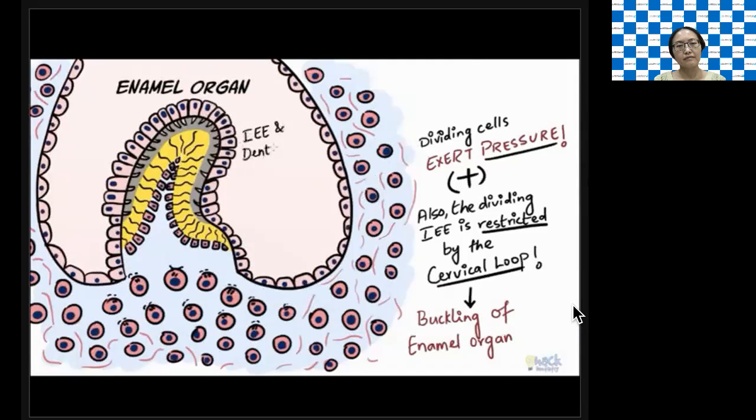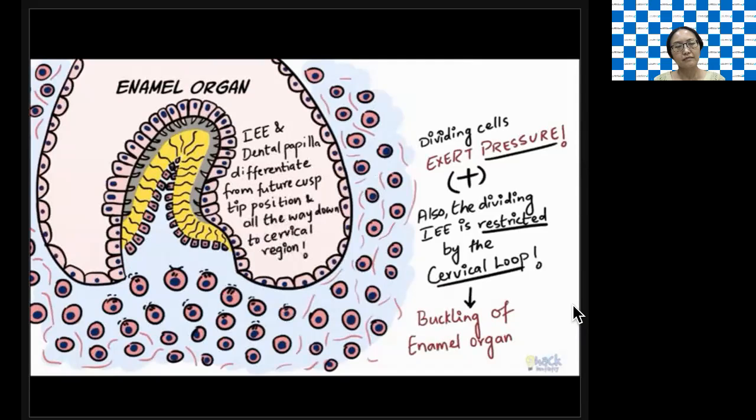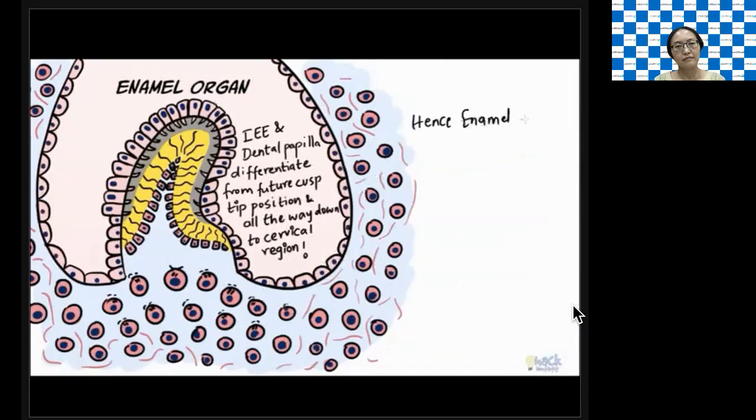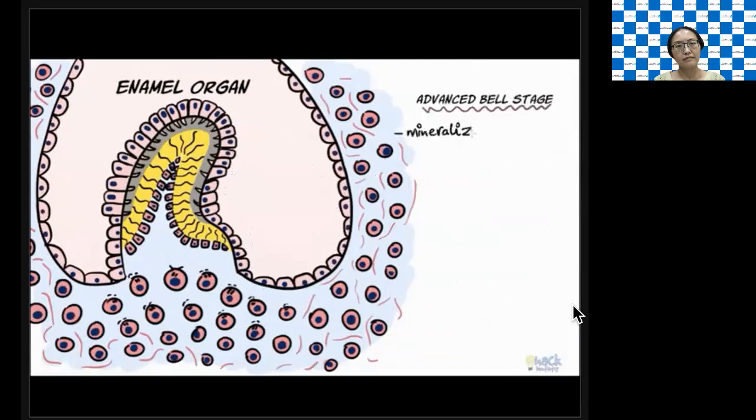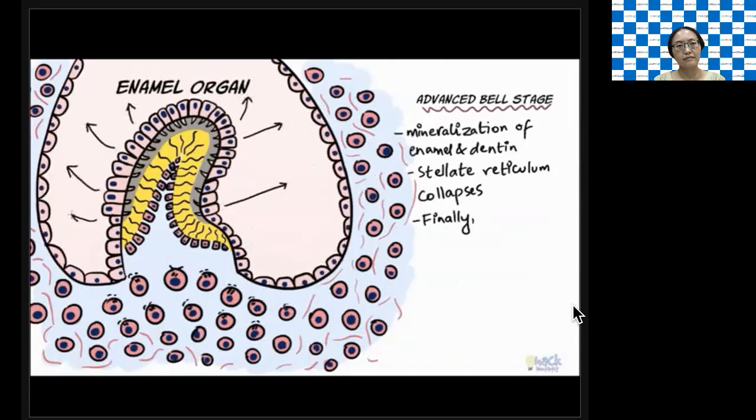The inner enamel epithelium and the dental papilla continue to differentiate from the cusp tip down the slopes of the cusp to the cervical region. Hence, the deposition of dentine and enamel begins at the cusp tip and ends cervically. The advanced bell stage is marked by the formation and mineralization of enamel and dentine. When enamel and dentine form incrementally, the stellate reticulum collapses. Finally, the ameloblasts and the outer enamel epithelium fuse with each other.